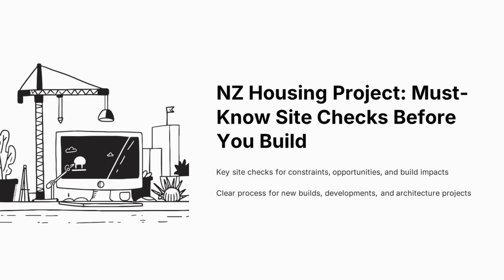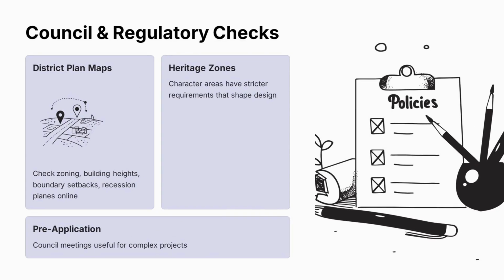So let's get started. One of the first things to look for are the site zoning and district plan rules. Most councils have site-specific maps online. By searching your local council's district plan maps, you can check the rules for building heights, boundary setbacks, recession planes, yard requirements, and much more.